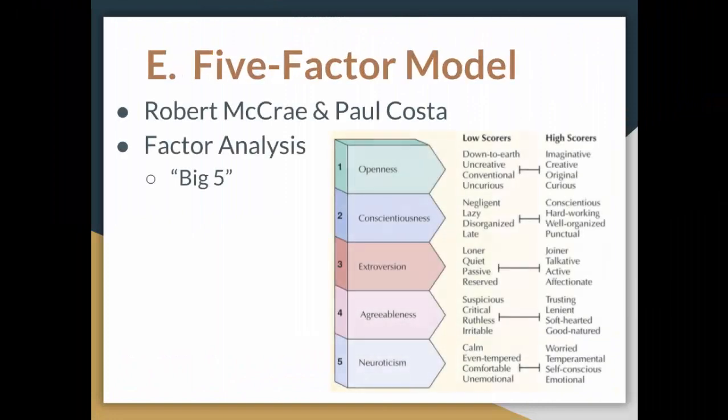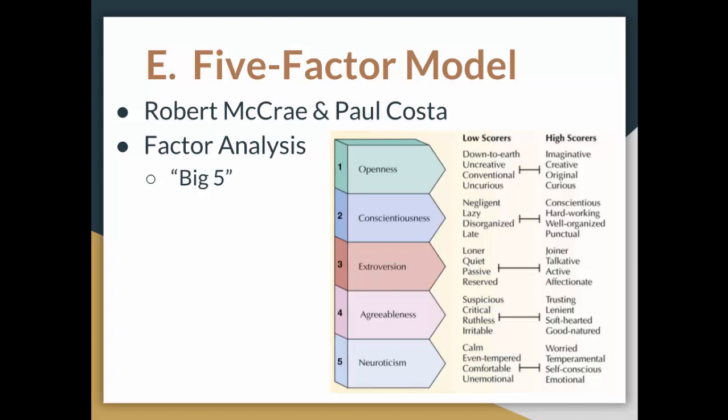But there are many people who think that Cattell's 16 factors is still too broad. 4,500 is too many. Now they're still saying 16 is too many. And so Robert McCrae and Paul Costa, along with many other people who don't get a lot of credit, used factor analysis also and took Cattell's 16 factors and narrowed it down to 5. And we call those the Big Five.